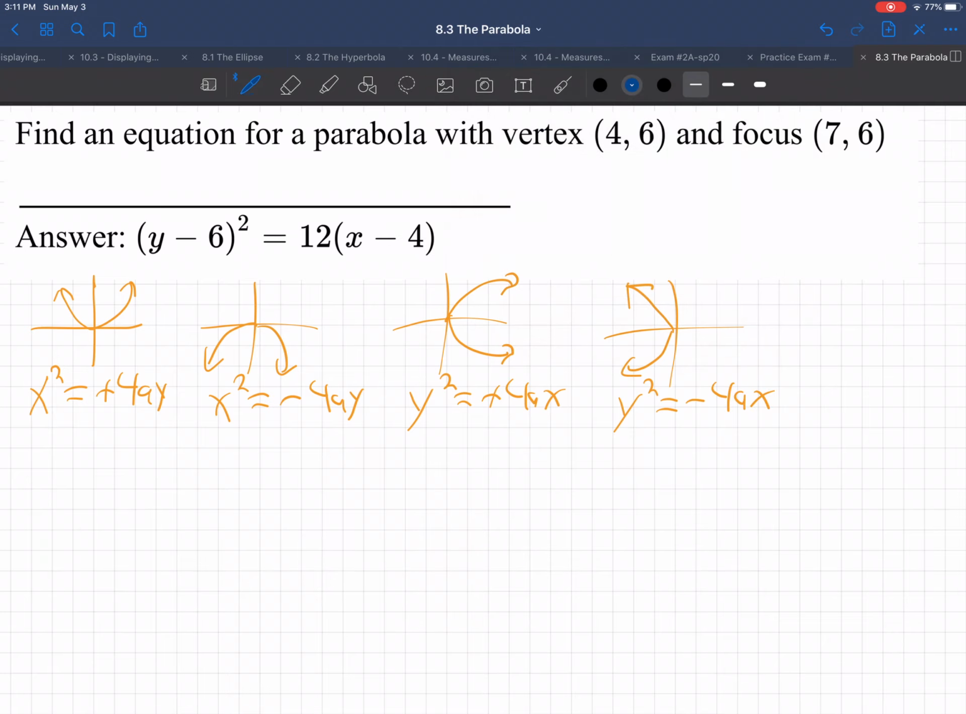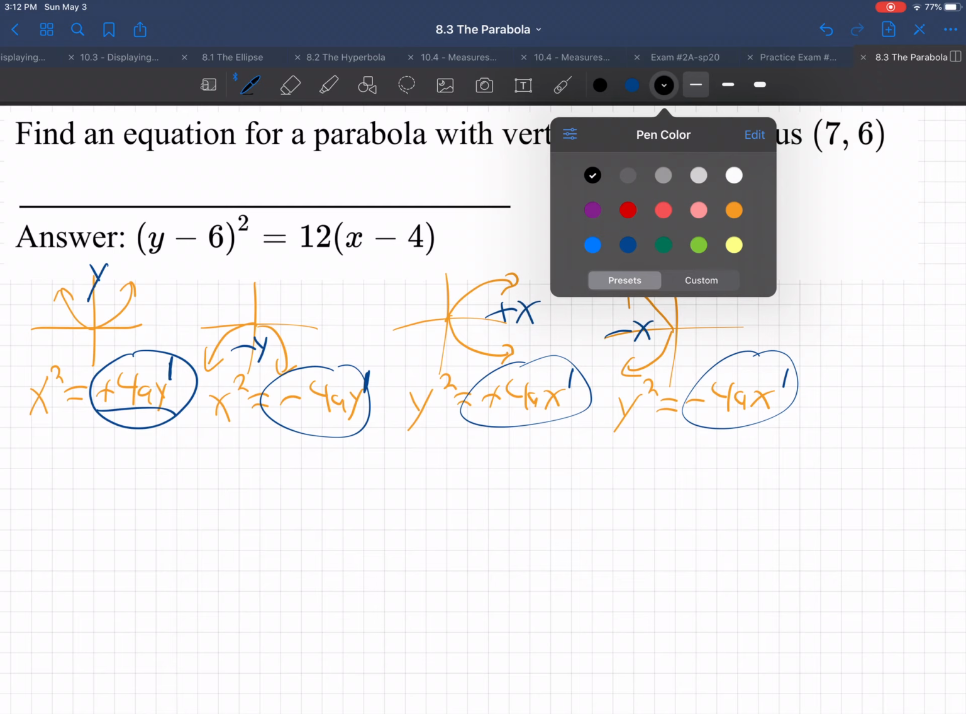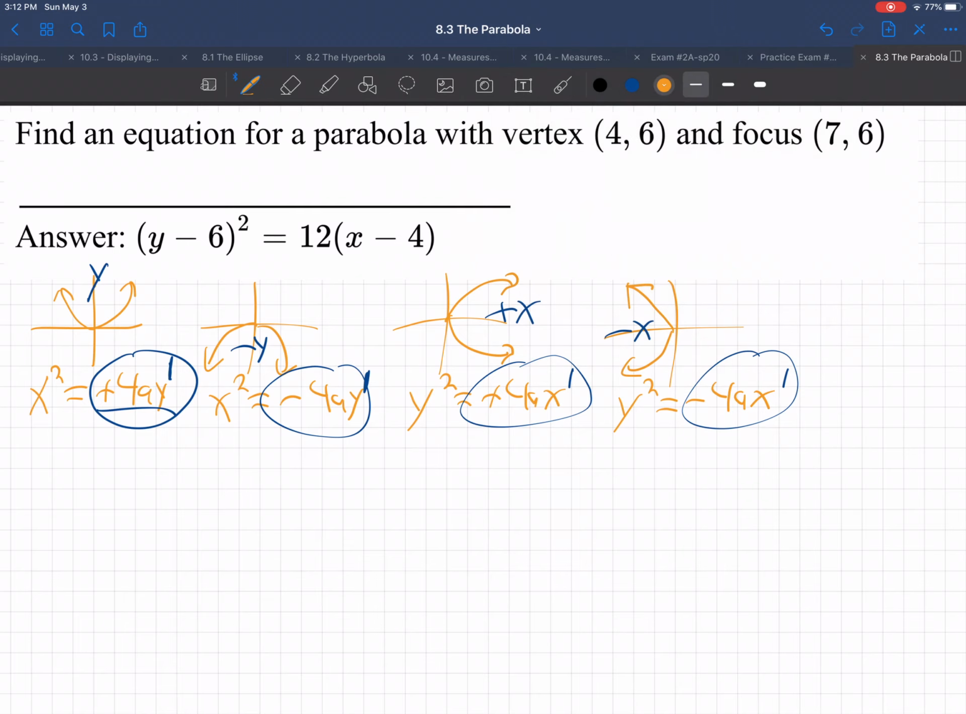So the direction of the parabola is determined by the first power letter. If the first power letter is positive y, it goes up. If it's negative y, it goes in the negative y direction, down. If the first power letter is positive x, it goes in the positive x direction, to the right. And if the first power letter is negative x, it goes in the negative x direction, that is to the left.